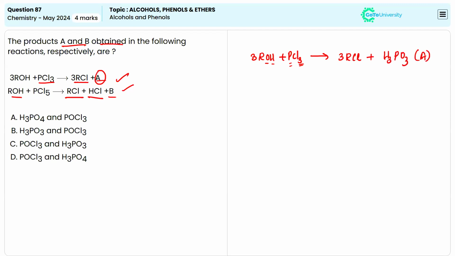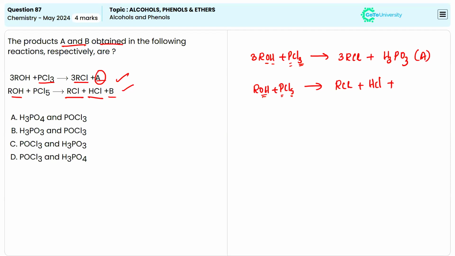That is actually A. Now coming to the second one, here also we can see there is an alcohol. They are reacting with PCl5 and they are producing the products RCl, HCl and B. So one is again alkyl halide plus HCl. So what is remaining here? See, from the alcohol, oxygen and hydrogen is remaining, and from PCl5, phosphorus is remaining, and three chlorine atoms are remaining.